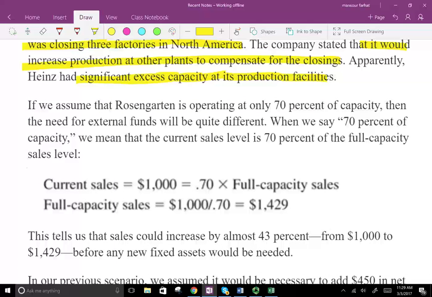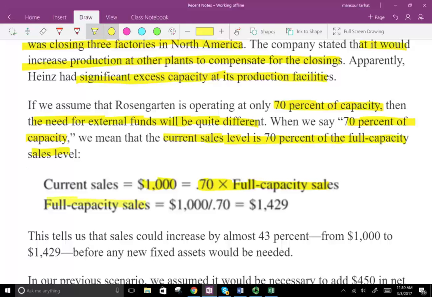Now we need to learn about another ratio. If we assume that this company, Rosen Garden, is operating at only 70% capacity, then the need for external funds will be quite different. We say they're operating at 70% capacity, which means current sales level is 70% of the full capacity sales level. So here's what's going to happen. If we assume they are operating at 70% capacity, we're going to take their current sales and divide them by 70%. This gives the full capacity sales.